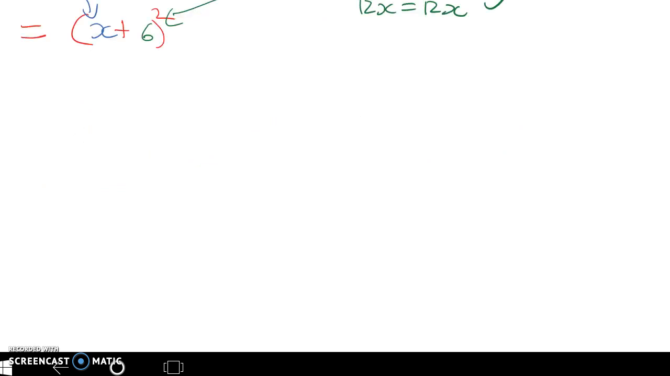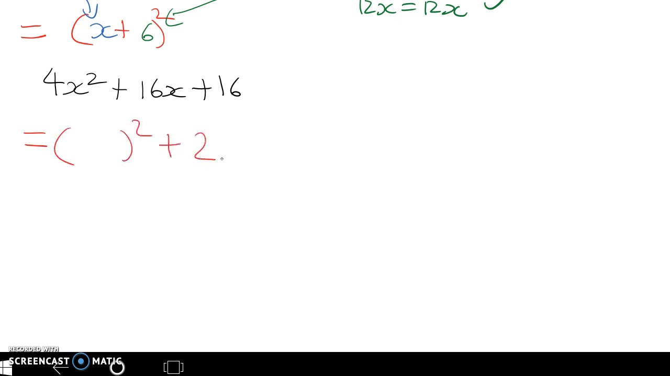We'll go through our second example now, where we see what happens when we have a coefficient out the front of an x squared. Let's look at 4x squared plus 16x plus 16. We follow the exact same process as last time. We do our setup, where we see if we have the first number squared, plus 2 times the first number times the second number, plus the second number squared.